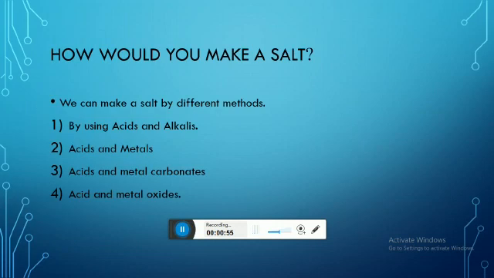So how would you make a salt? We can make a salt by different methods. Four methods are given in your book. Number 1, by using acids and alkalis. Number 2, acids and metals. Number 3, acids and metal carbonates. And number 4, acids and metal oxides.